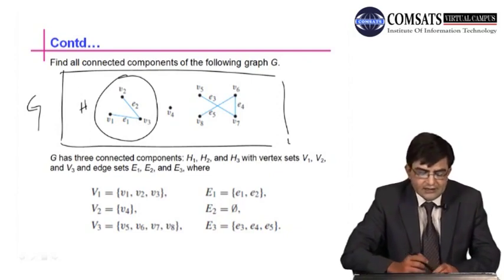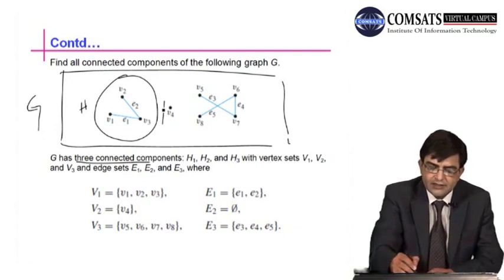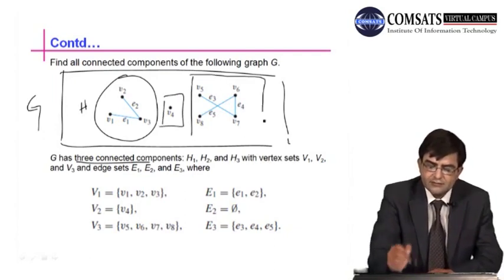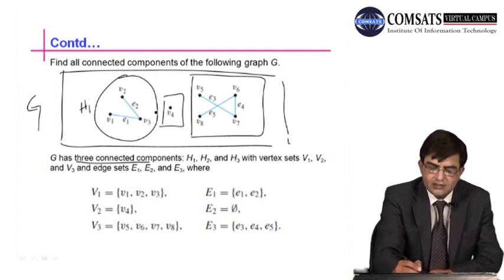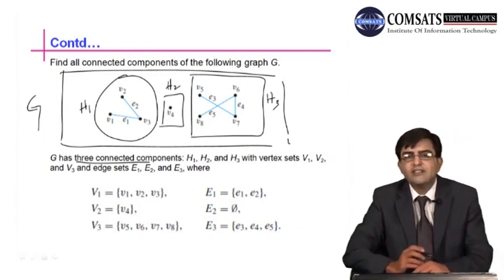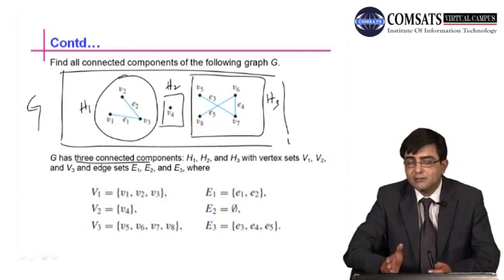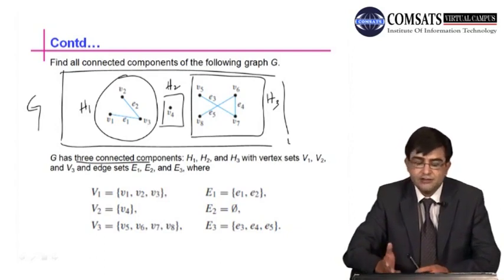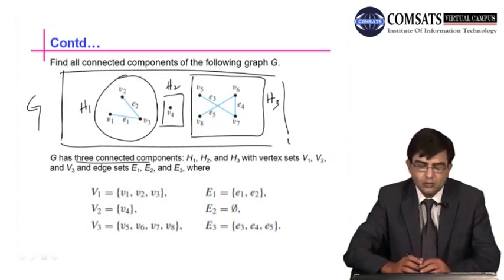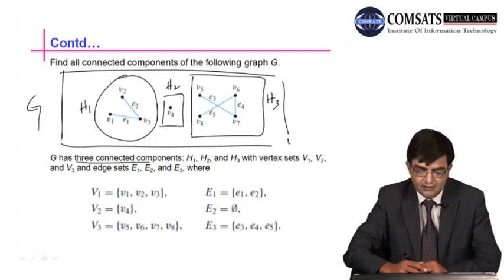Now G has 3 connected components. For example, one is this, second is this, and third is this. If we say this is H1, this is H2, and this is H3, all these subgraphs are connected. They are subgraphs of G, and there is no other connected subgraph of G which contains H and contains more vertices and edges which are not in H1, H2 or H3.